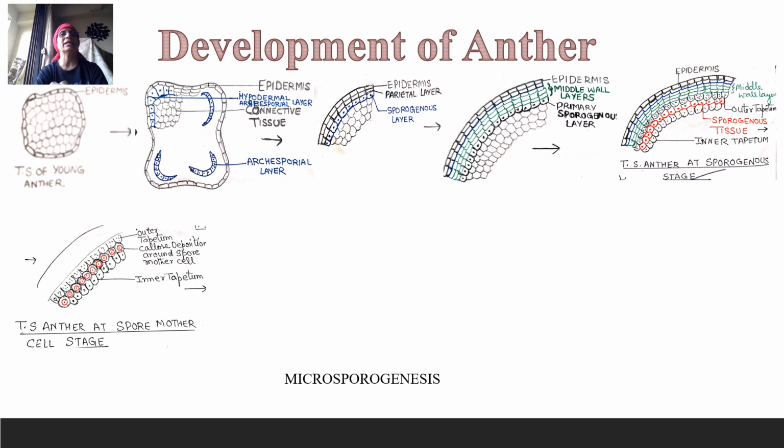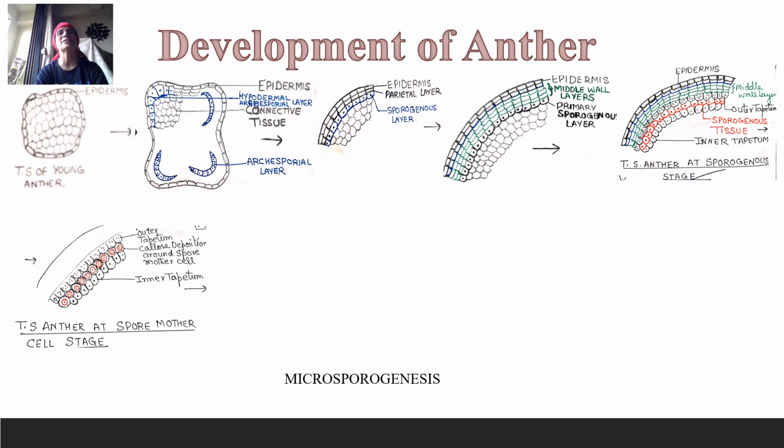Now whatever the thing, the inner tapetum and the outer tapetum, after some time you will see in the primary sporogenous layer, the changes start taking place. The callose deposition starts taking place. You can see the red cells, the primary sporogenous cells, being covered by the callose deposition. What is happening? These cells are undergoing division. Which division will they undergo? Yes, the reduction division or the meiosis.